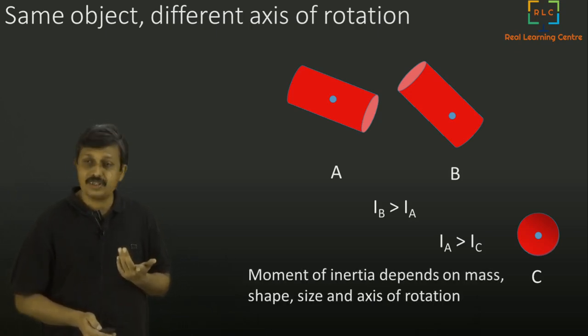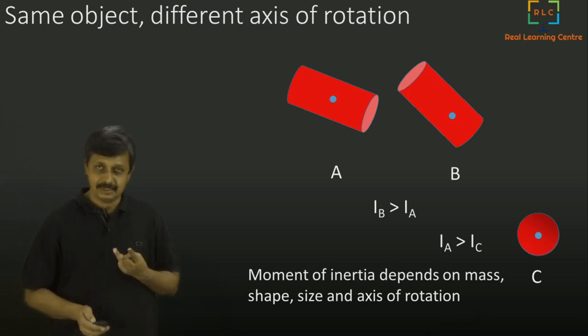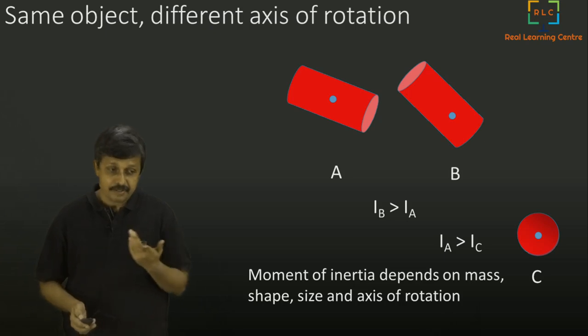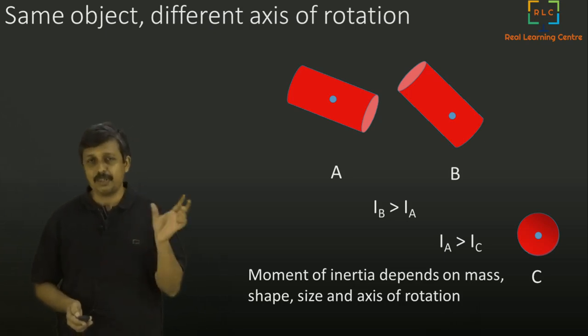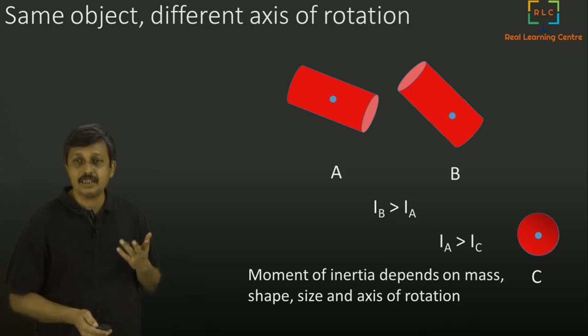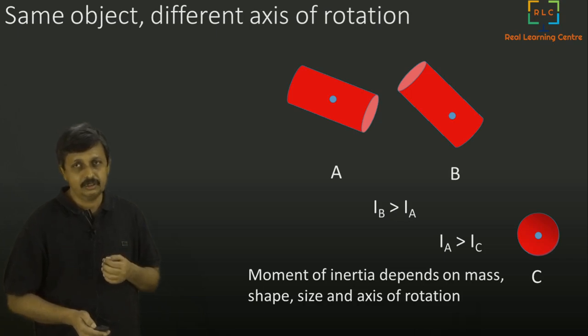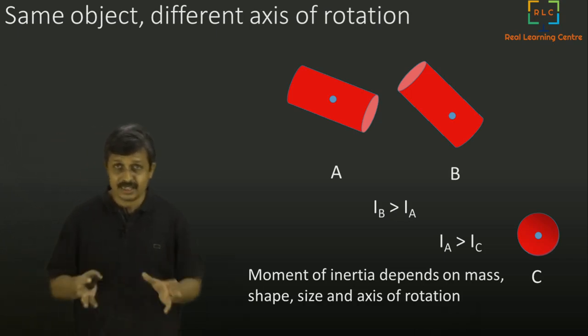So we can say moment of inertia depends on three things now: mass, shape and size, and axis of rotation. Shape and size I am keeping together. So basically mass, shape, and axis of rotation are all related to the moment of inertia. So this is a way of understanding moment of inertia.